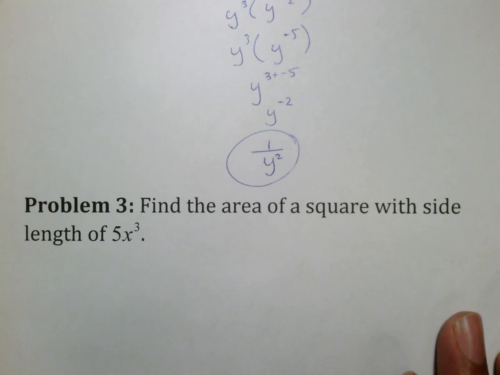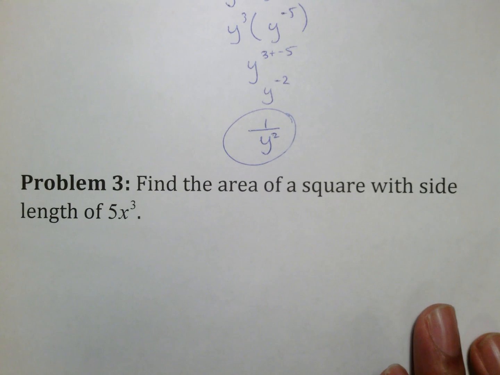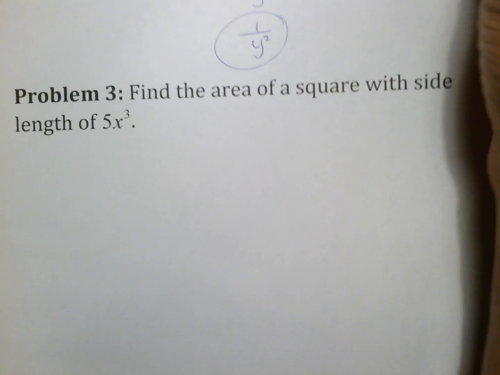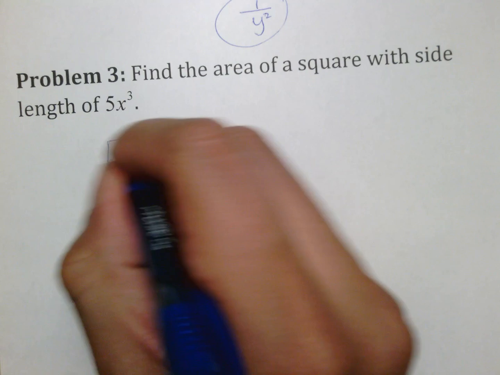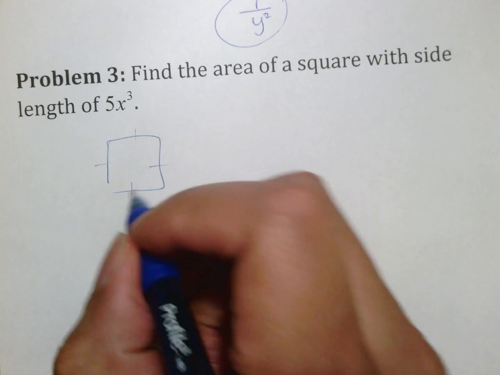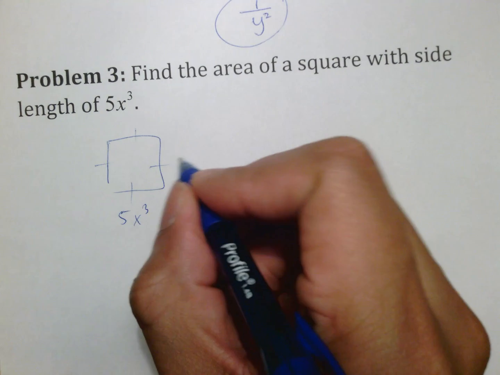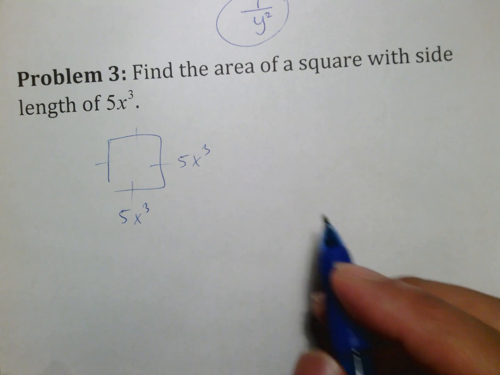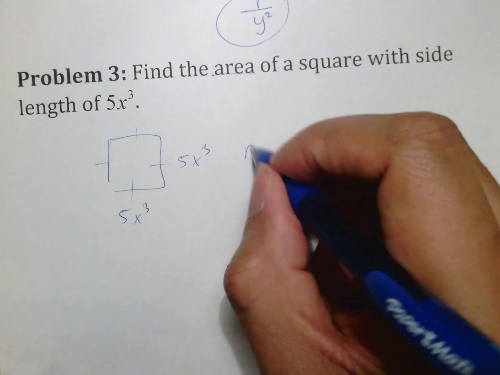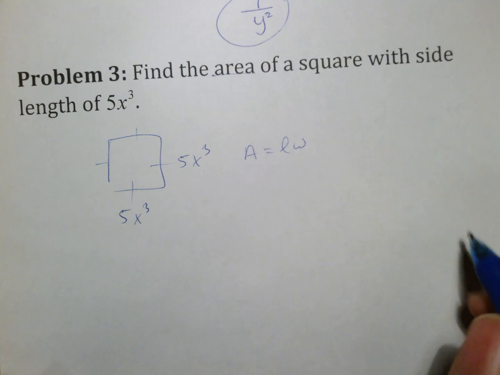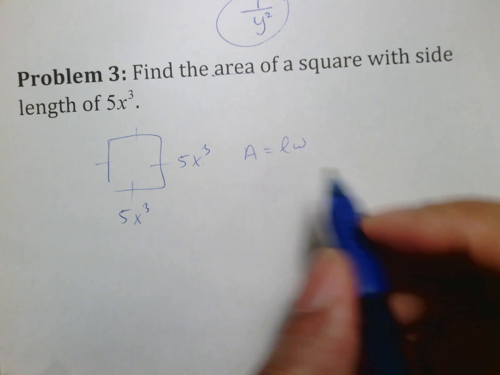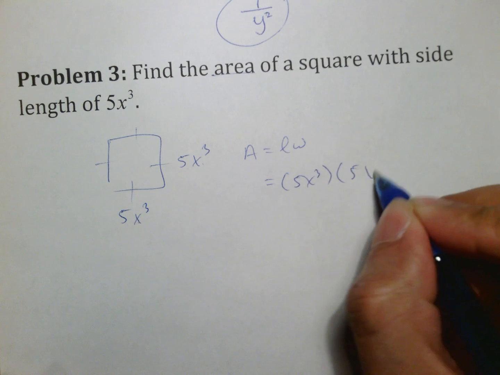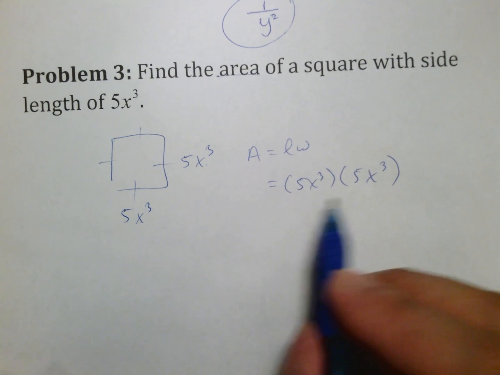Alright. Next question says, find the area of a square with the side of 5x to the third. Well, the first thing about a square is that all the sides are the same. And if one side is 5x to the third, then this would also be 5x to the third. And I also remember that area is length times width. And so what I would do here is substitute my length as 5x to the third and multiply by that another 5x to the third.